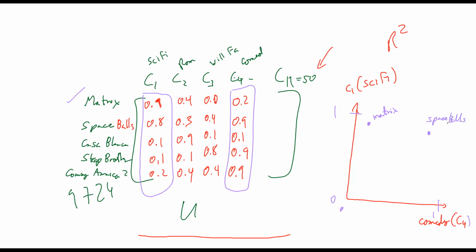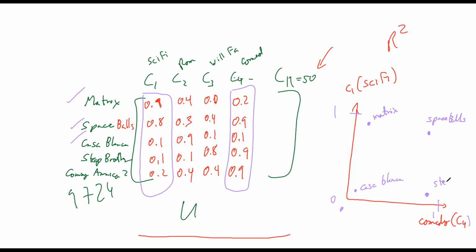You see that? Done. Casablanca on the sci-fi is really low, around here. But on the comedy is also very low, right? It's also very low. So Casablanca goes here. Okay, done. Step Brothers has a very low sci-fi, 0.1, and a very high comedy, 0.9. So it kind of goes over here, let's say.